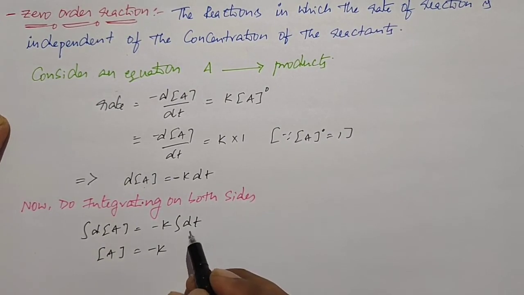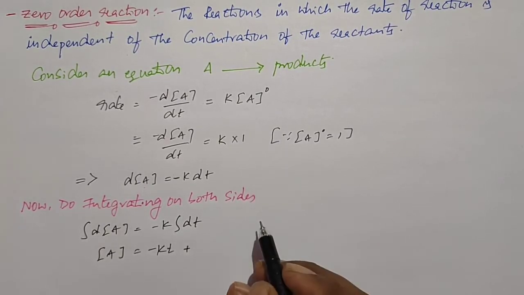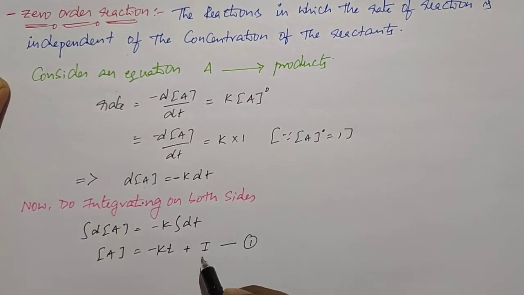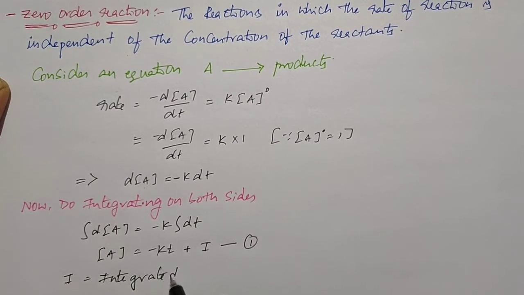integral of 1 dt is equal to t. Integration gives an approximate value, not an exact value, so here we add a constant we call the integration constant. So here I is the integration constant. A is equal to minus kt plus I. Call this equation 1.